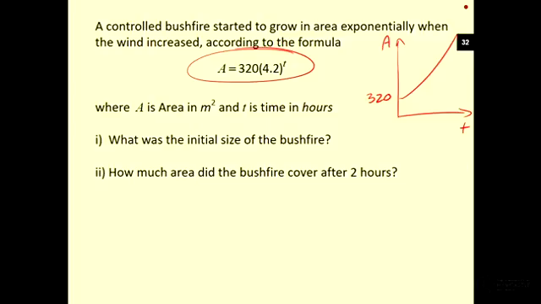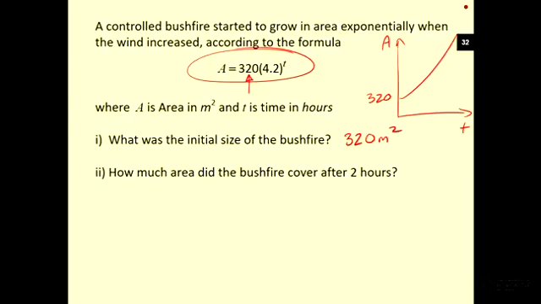What was the initial size of the bushfire? Exactly that. The initial value is always sitting there. Again, I could have subbed in t equals 0, which turns all of that into a 1. But the initial size is 320, and don't forget its units. Its units will be given somewhere. A is measured in metres squared.